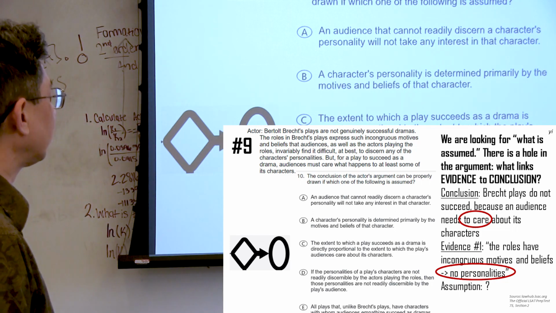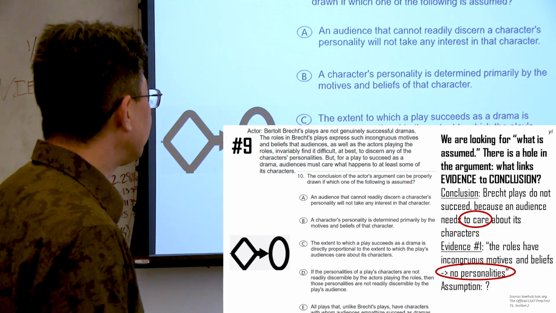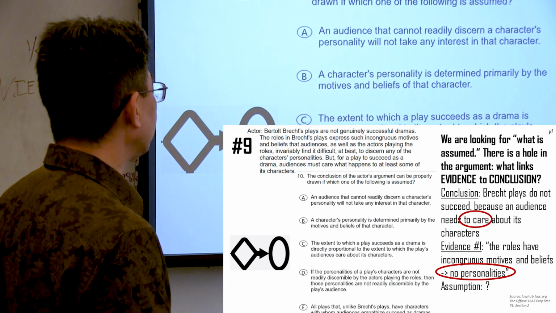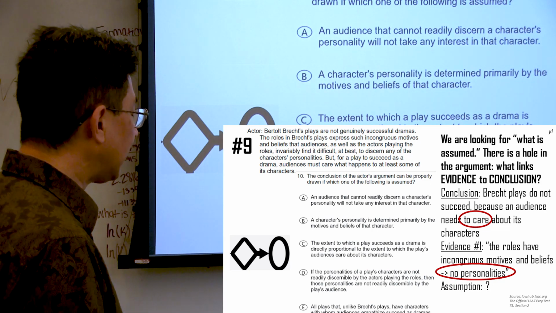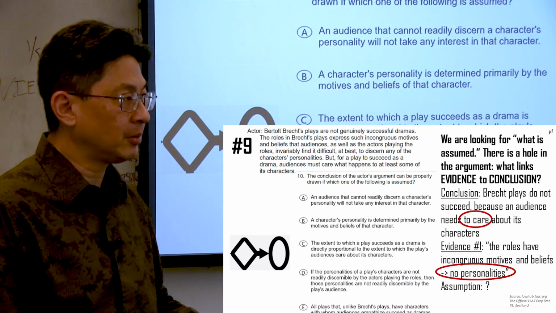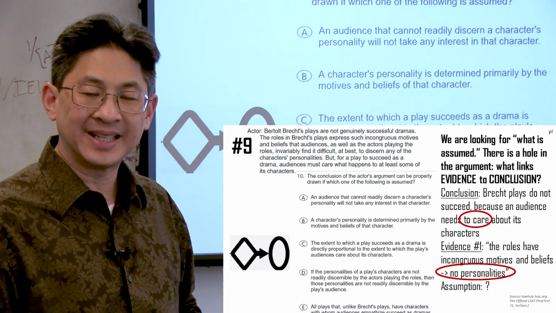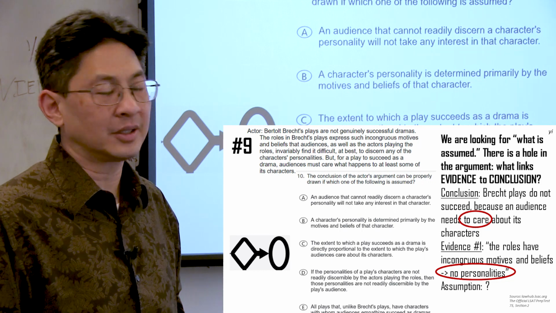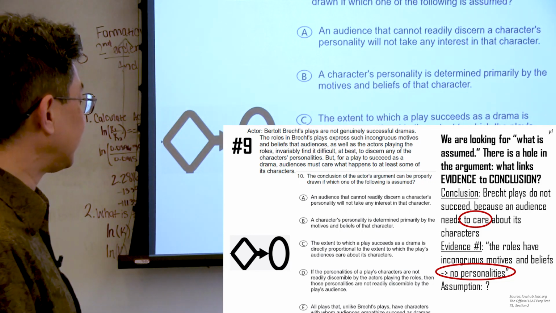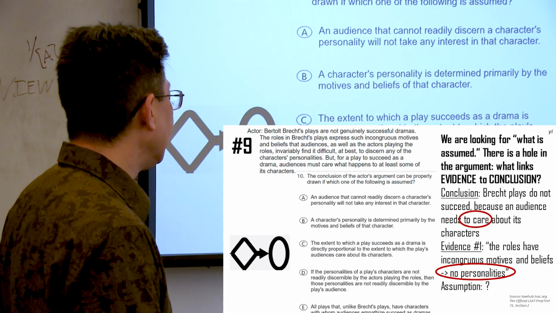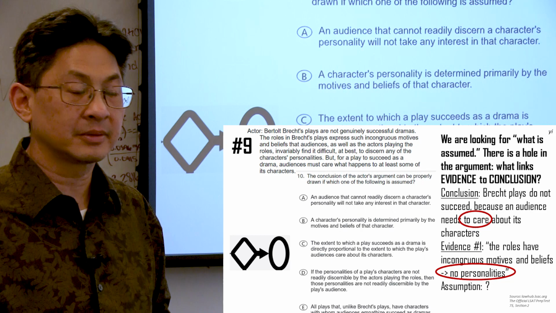D, if the personalities of a play's characters are not readily discernible by the actors playing the roles, then those personalities are not readily discernible by the play's audience. Again, it's saying that if the actors have trouble, then the audience is going to have trouble. Yes, that might be true, but again, it does not link the evidence to the conclusion. D is incorrect. Finally, E, all plays that, unlike Brecht's plays, have characters with whom audiences empathize succeed as dramas.